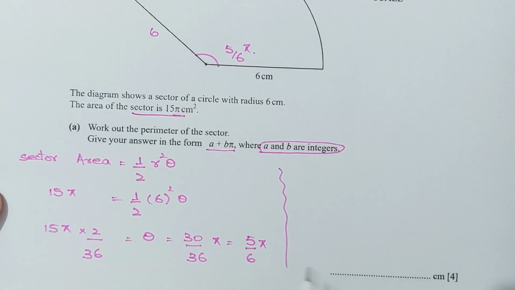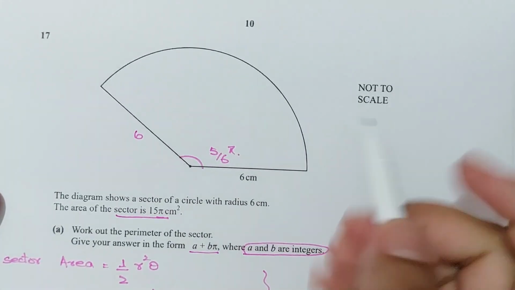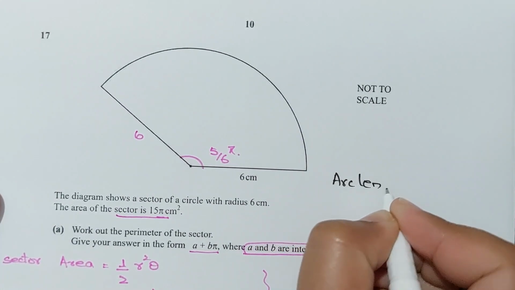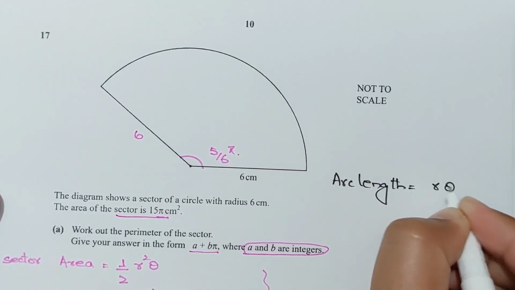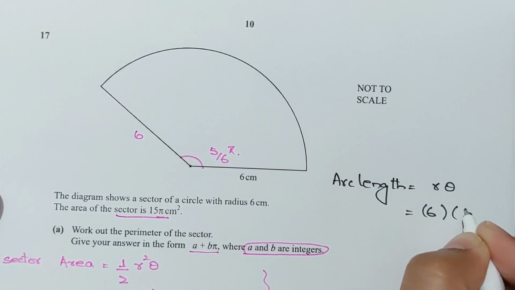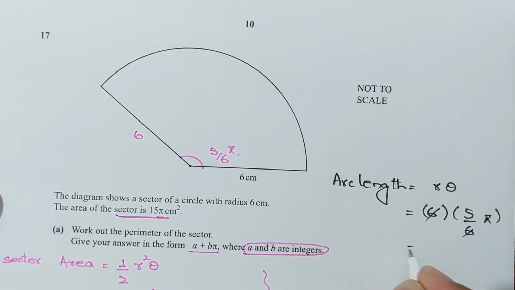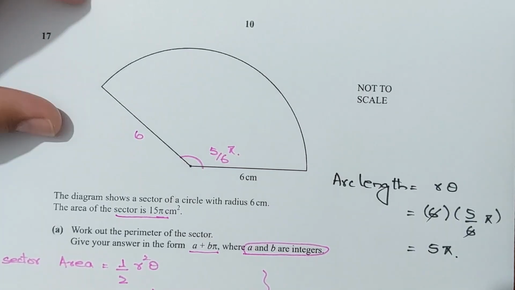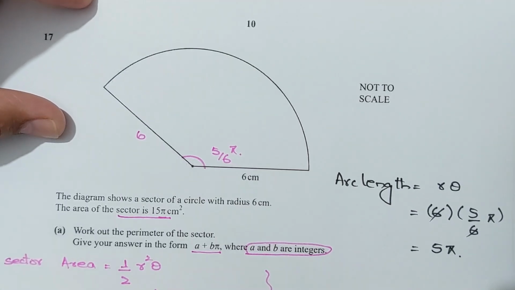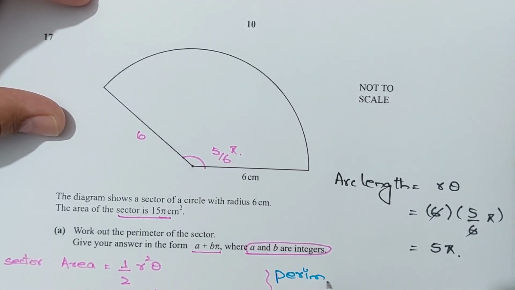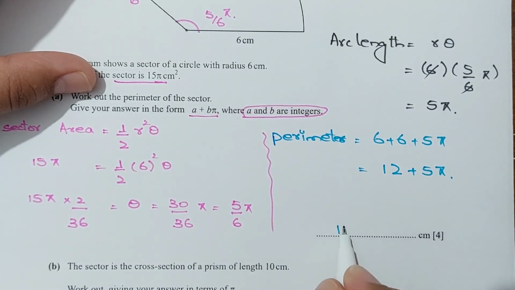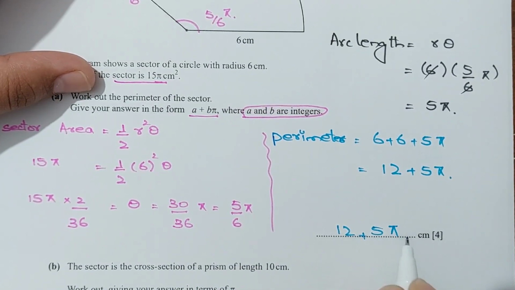Okay, now we can easily find out the arc length. The arc length has a formula which is equal to radius times theta. Radius is 6 and theta is 5 by 6 pi. 6 cancels with 6, the answer is 5 pi. So now we can say the perimeter of this sector is the radius 6 plus 6 plus arc length, which is 5 pi. 6 plus 6 is 12 plus 5 pi. So a plus b pi, a is 12 and b is 5, and both are integers.